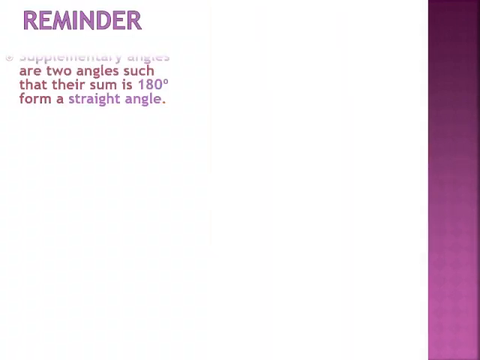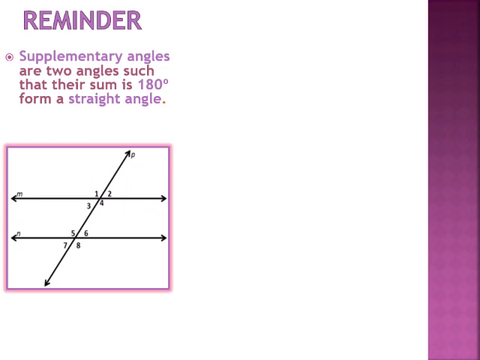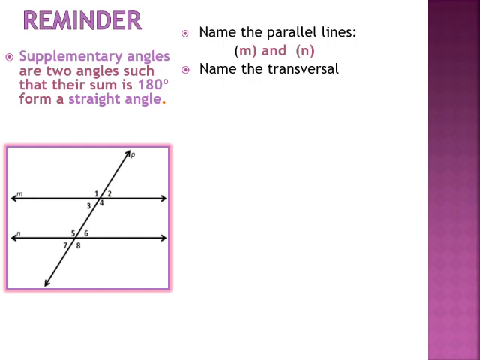Here we have a reminder. Supplementary angles are two angles such that their sum is 180 degrees, forming a straight angle. Given this figure, name the parallel lines. The parallel lines are M and N. Name the transversal. The transversal is line P.